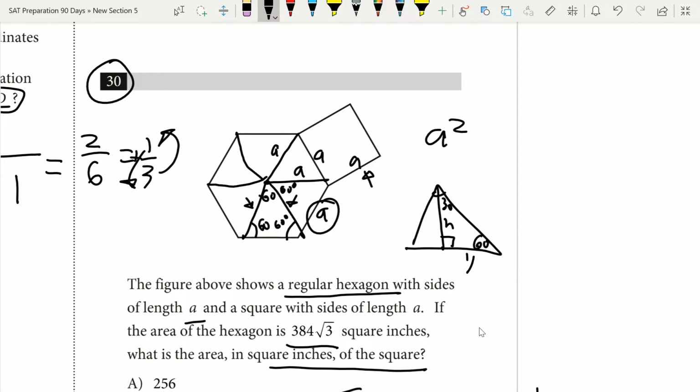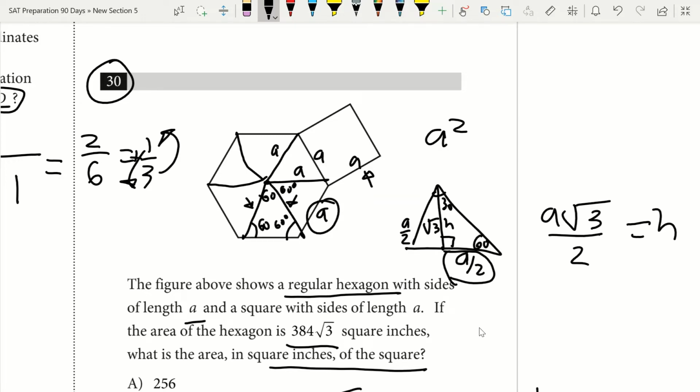So I know down here, this side length is going to be 1/2 of a, or a over 2, right? Well, I know then that this right here is going to be root 3 times whatever this length is, which in this case is a over 2. So it's going to be root 3 times a over 2, which gives me a root 3 over 2. Okay, so that's my height then.